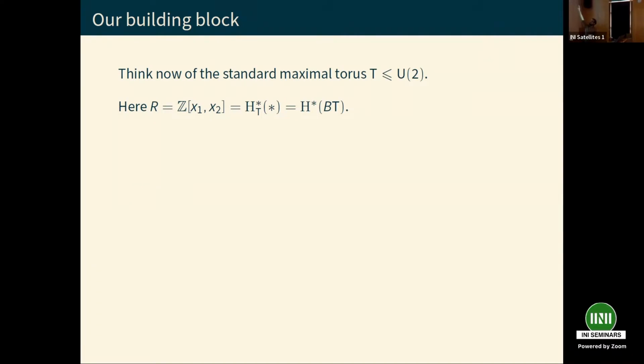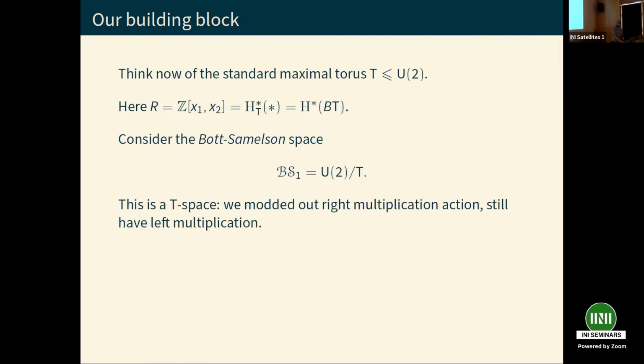Then, in this situation, I want to look at a torus in a unitary group. These are the diagonal matrices in the unitary group of rank 2, and the polynomial ring appears as the cohomology of the classifying space of the torus, or the equivariant homology of the point. And then I can mod out the right action of the torus on U2. This is something that's usually called a flag manifold, but in this small case, this is actually just a sphere.